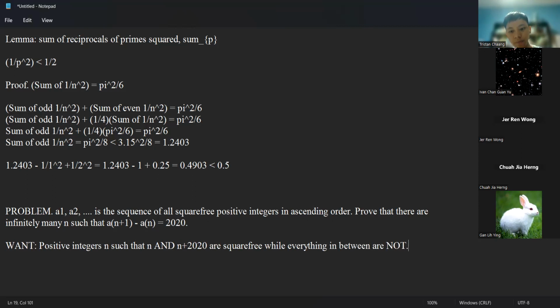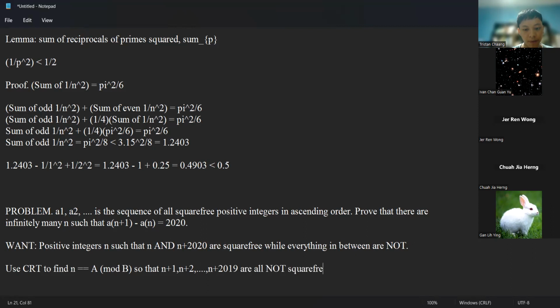Okay. So we can use CRT to make sure this happens. So use CRT to find n congruent to A mod B, so that n plus 1, n plus 2, ..., n plus 2019 are all not square free.